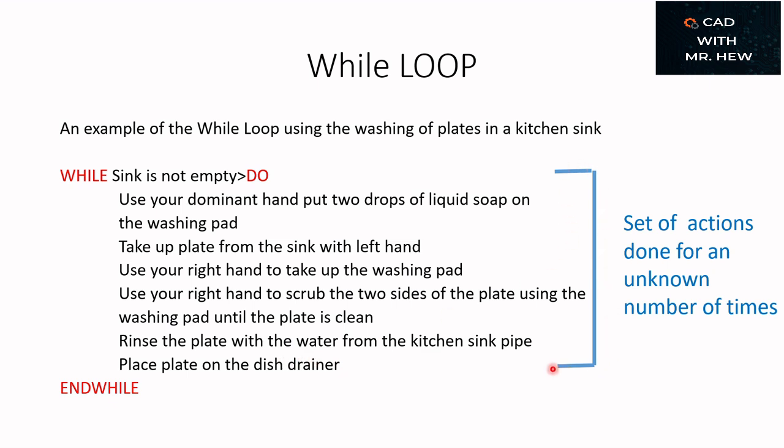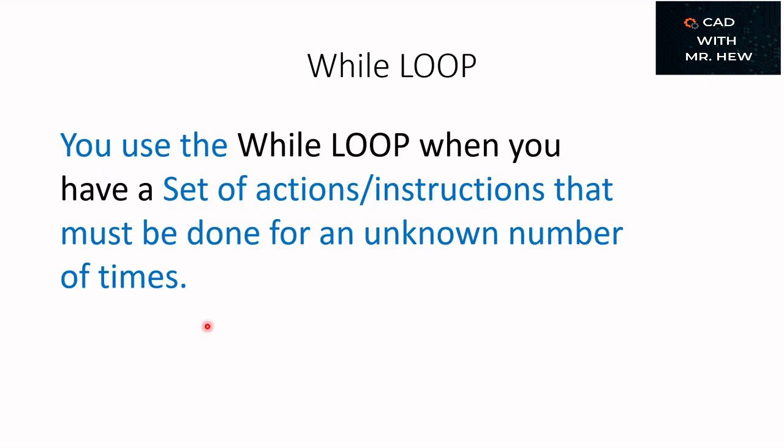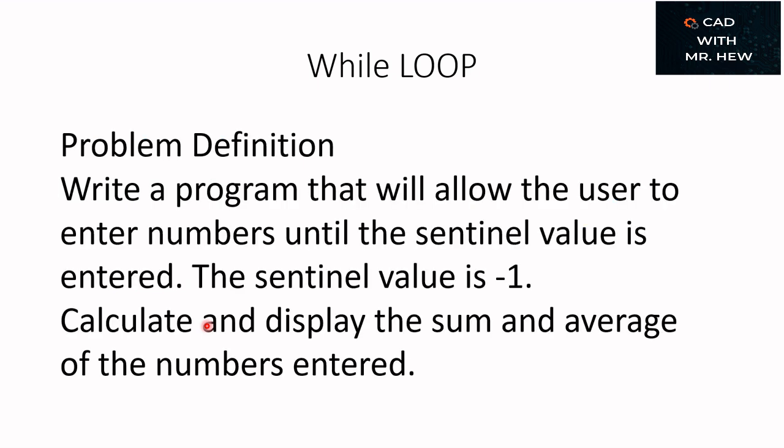So this blue bracket, this is a set of instructions done for an unknown number of times. And then we have our end while, right? So these set of instructions will be repeated until all the plates in the sink are completely finished and washed. So we use the while loop when we have a set of instructions or actions that must be done for an unknown number of times.